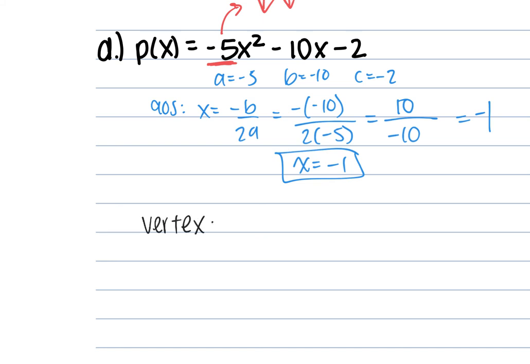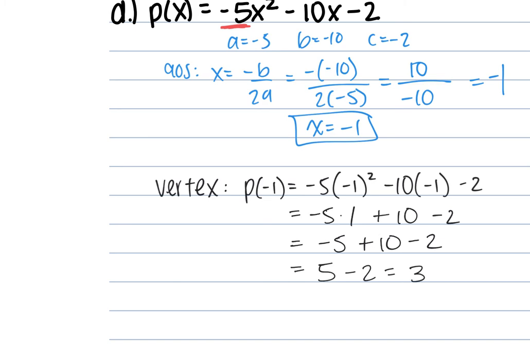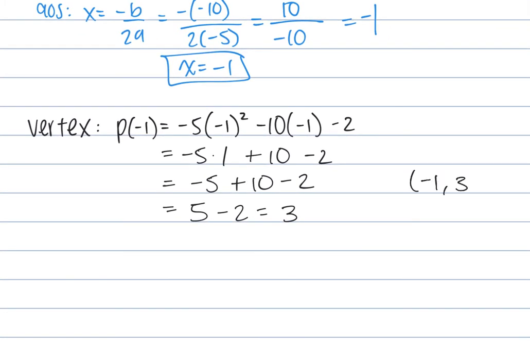Yep. So it'll be p of -1 equals -5 times -1 squared minus 10 times -1 minus 2, which then gives you, so -1 squared is 1, so it'll be -5 times 1, and then -10 times -1 is going to be 10 minus 2. Excellent. And you put it on the graph. So negative 1 comma 3.